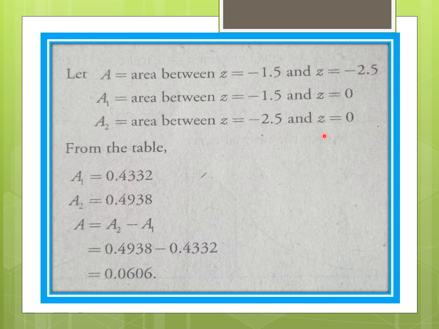Then sa larger area natin, we have area between z is equal to negative 2.5 and 0. So, first column, hanapin si 2.5. Dahil eksakto lang siya, kung ano yung area na makikita mismo sa katabi niya, yun na yun. So, we have 0.4938. Then, subtract the two areas, then we'll get 0.0606. Naintindihan? So, always na kapag in doing subtraction, syempre, ang magiging minuend natin rather the area that is larger.